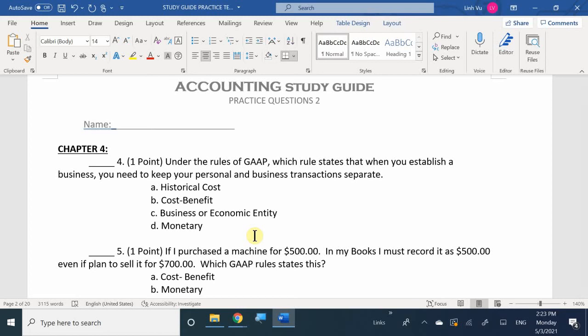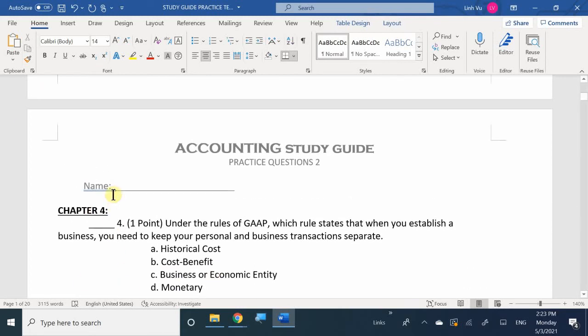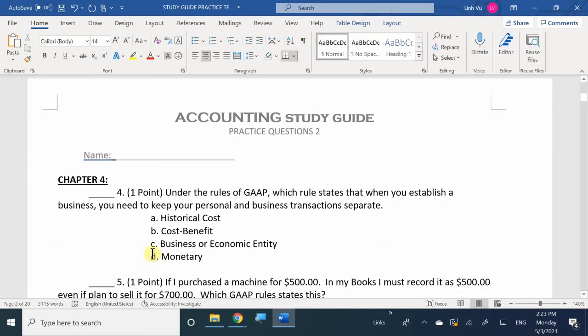Okay? So here, again, I will ask you 5 questions. So that's already 5 questions that you could possibly get right or wrong. Right? Now, question number for chapter 4. Okay, let's take a look. Under the rules of GAAP, okay, which rule states that when you establish a business, you need to keep your personal and your business transactions separate? C. C, business or economic entity. Yes, that's the exact definition.